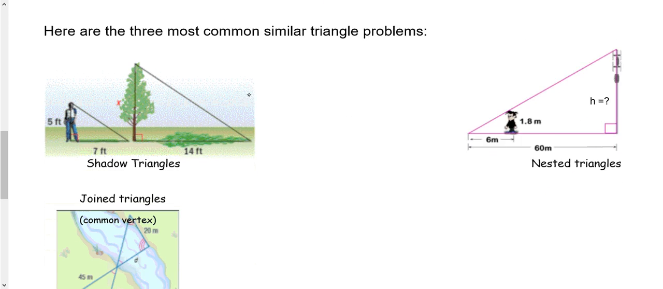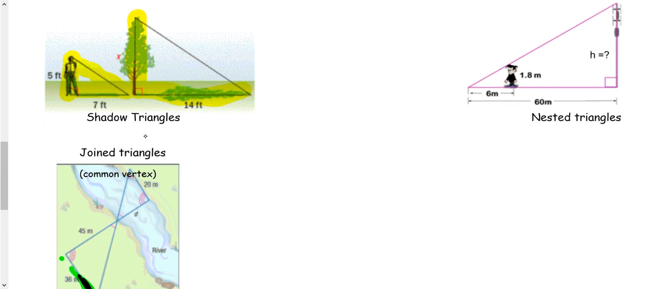Here are the 3 most common similar triangle problems. Shadow triangles, where we take an indirect measurement. So let's say we want the height of this tree, but we can't get up there with a tape measure, and there's not a ladder tall enough, and who would want to climb up a ladder that way? But if we know something about the height of the guy and his shadow, and we know something about the shadow from the tree, maybe we can figure out the height. So we call those shadow triangles because we can take a related triangle, and because it's similar, find a missing height.